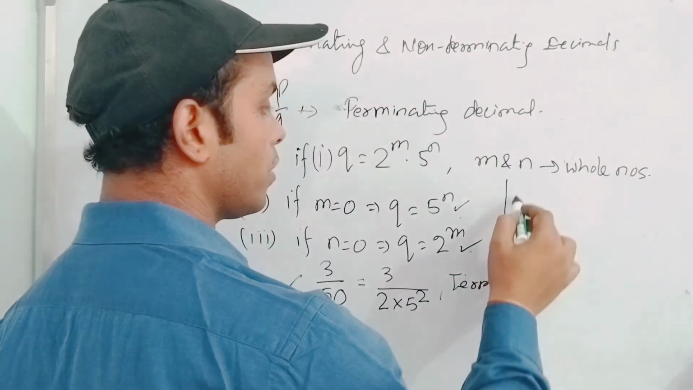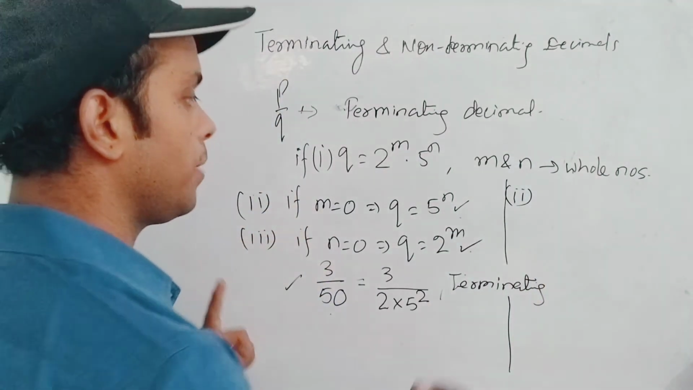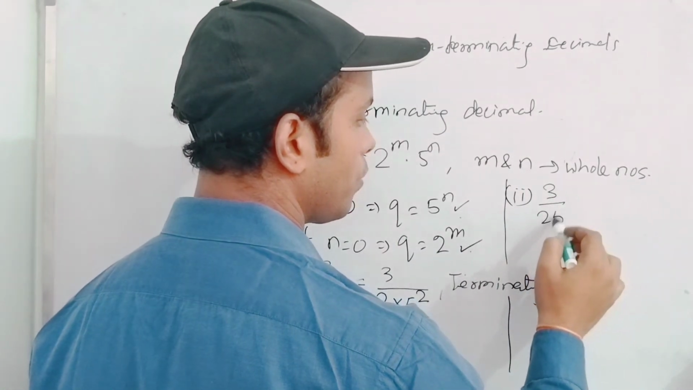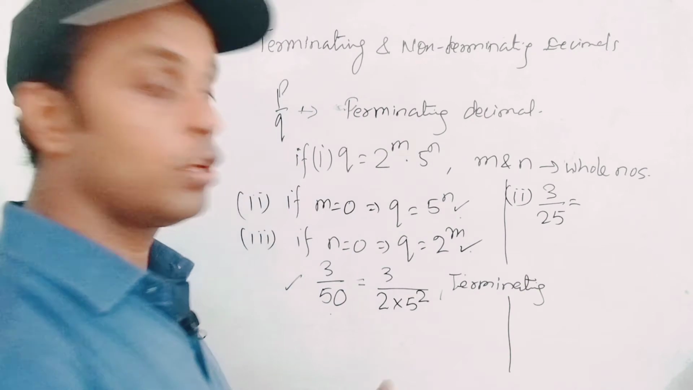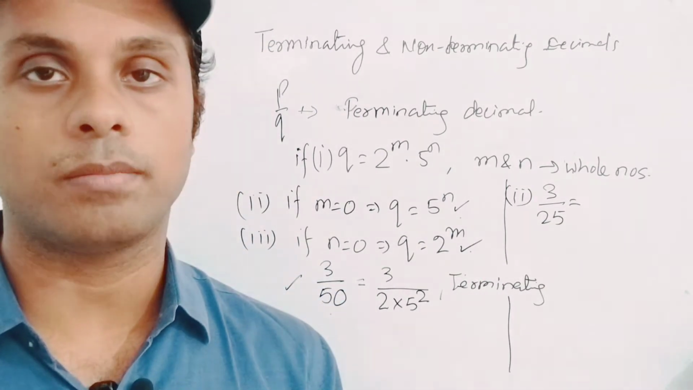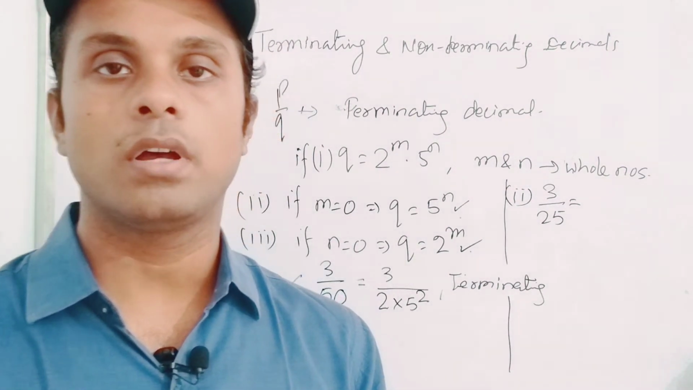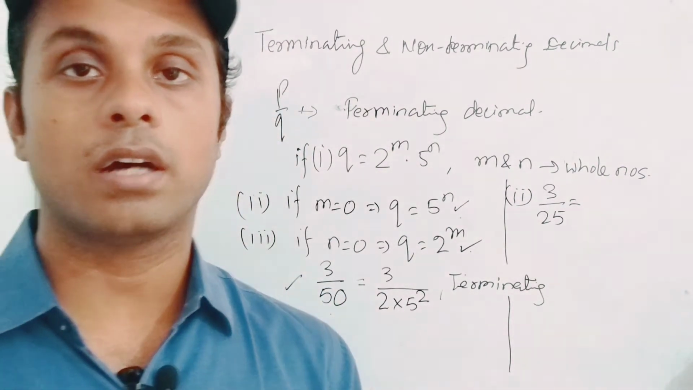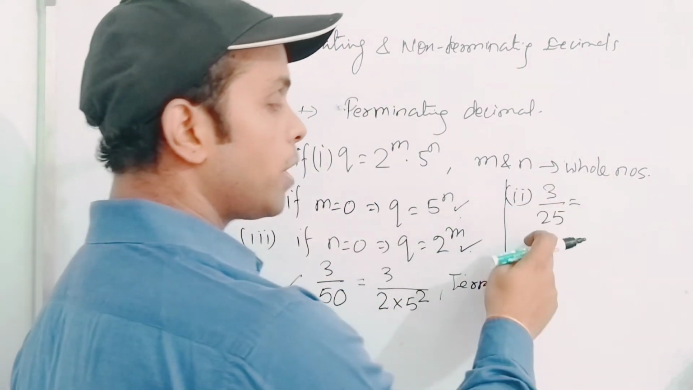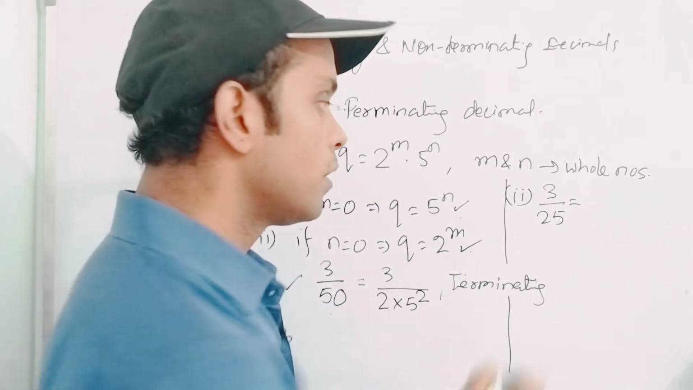So let's do another example, a second example of the second type. Now suppose you are given 3 upon 25 only. Look, 3 upon 25 is already in the simplest form. You have to check every time whether the fraction is in the simplest form or not, otherwise there may be a mistake. So 3 upon 25, this is already in the simplest form.